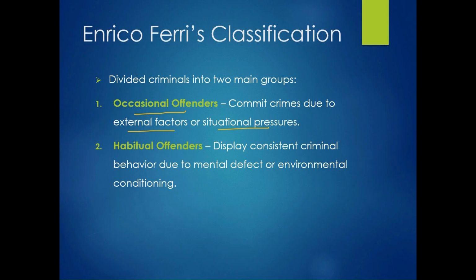The second group is called habitual offenders. And these are the people who repeat crimes regularly because it becomes part of their lifestyle. So they display consistent criminal behavior due to mental defect or environmental conditioning. Ferri also believed that environment plays a key role. So unlike Lombroso, he didn't see crime as just biological. He saw it as a social and psychological phenomenon too.